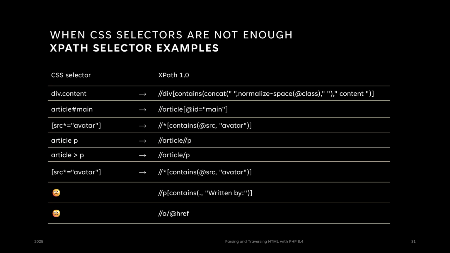So you can see that these are the CSS selectors. This is the thing you see on the left now of what you can do in PHP 8.4. And then the XPath equivalent of those selectors you see on the right. And for me, the most surprising one is always a simple class selector. That is the equivalent. You can see that very long line is kind of crazy.